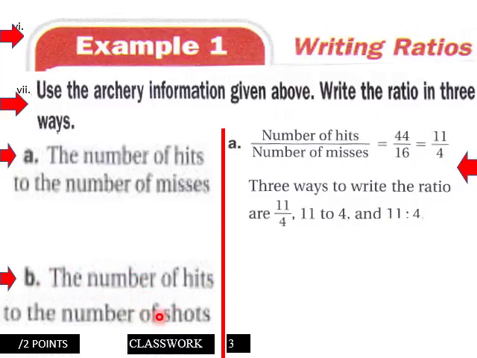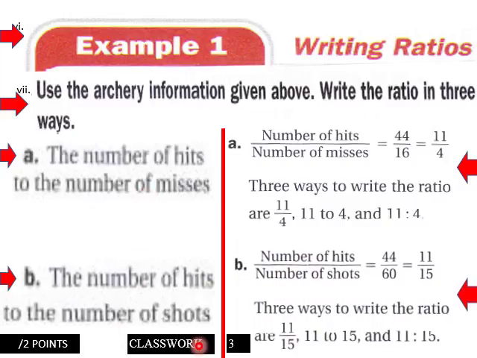B, the number of hits to number of shots. So we're going to change our ratio here. So now it's number of hits to the number of shots. We got 60 shots and we got 44 hits. Here's our average of hits. 11 over 15, 11 to 15, 11:15. Different ways of writing this quotient, 11 to 15.